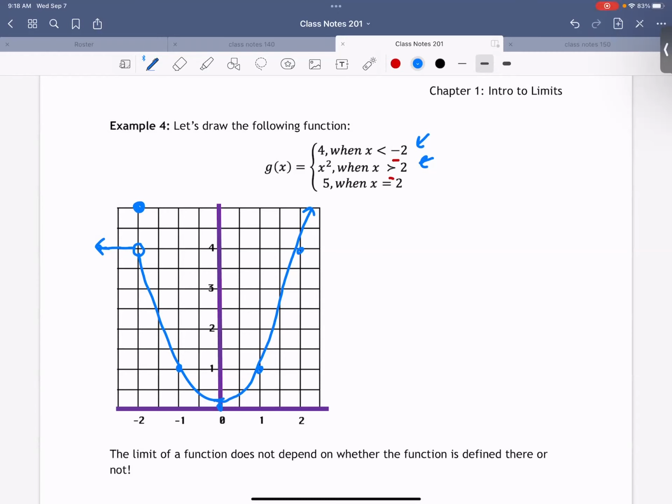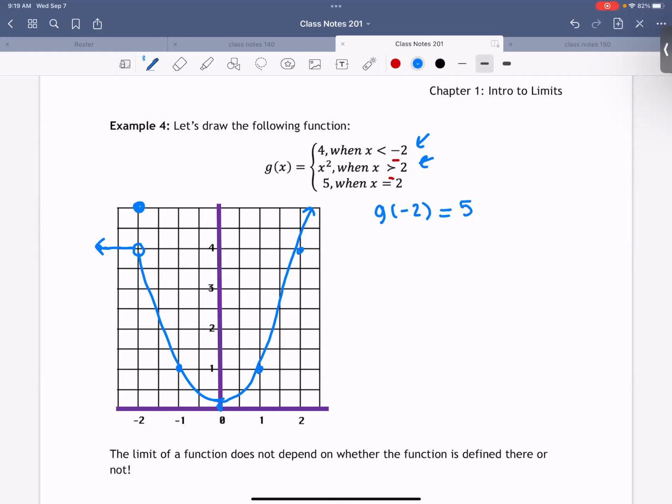It's basically telling us that we're going to ignore everything when x is -2. And when x actually equals -2, we're going to have a dot here. Does that make sense? Cool. So let's just figure out what the limit is at -2 again here. Oh, before we do that, what is g of -2?